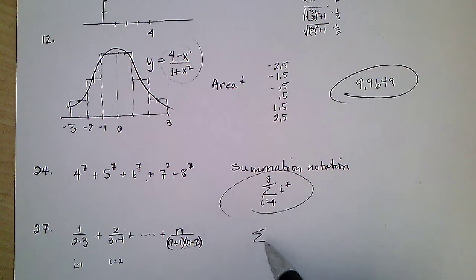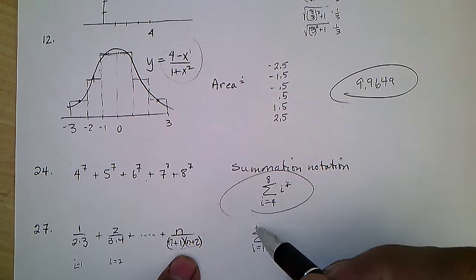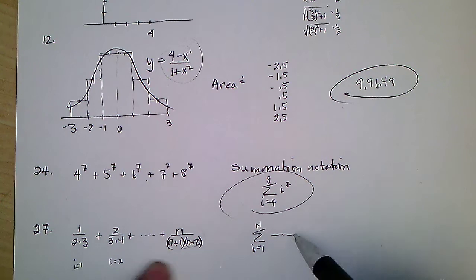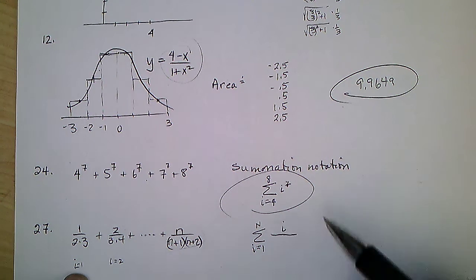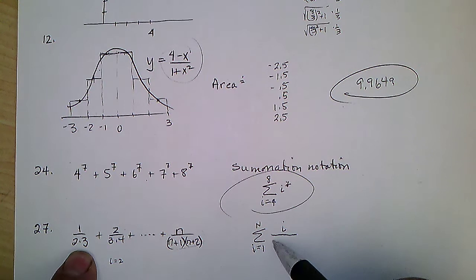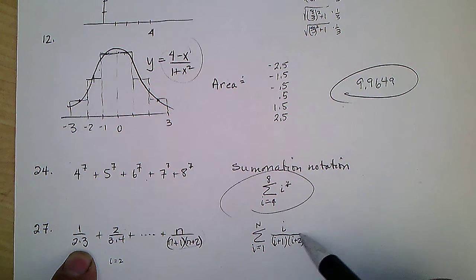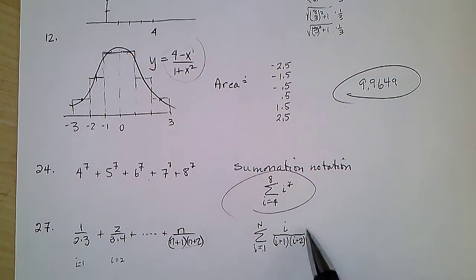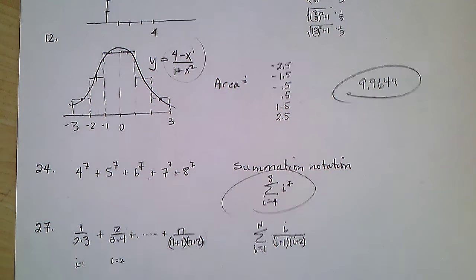So the summation would be i going from 1 to n. The number on top matches i. The numbers on the bottom are 1 more than i and 2 more than i. So if i is 1, this would match this. If i is 2 in this, I get that. If i is 3, I would get the next one. When i gets to n, this matches this.